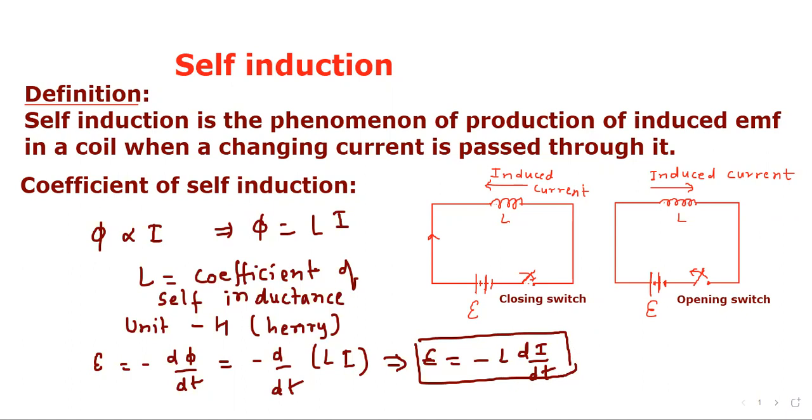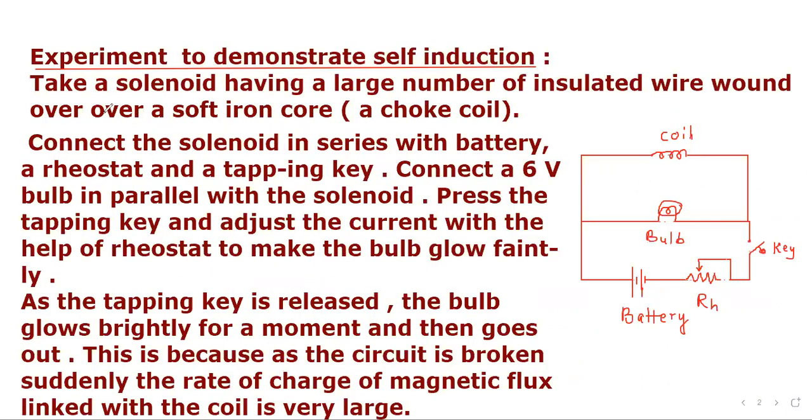Now, let's see the experiment to demonstrate self-induction. Here, this is coil, this is bulb, this is battery, this is rheostat, means variable voltage, this is key. Now, in this experiment, I'm going to describe the experiment, then I will tell the result. Take a solenoid having a large number of insulated wire wound over a soft iron core. This is coil. Here there is soft iron core inside. This is also called choke coil.